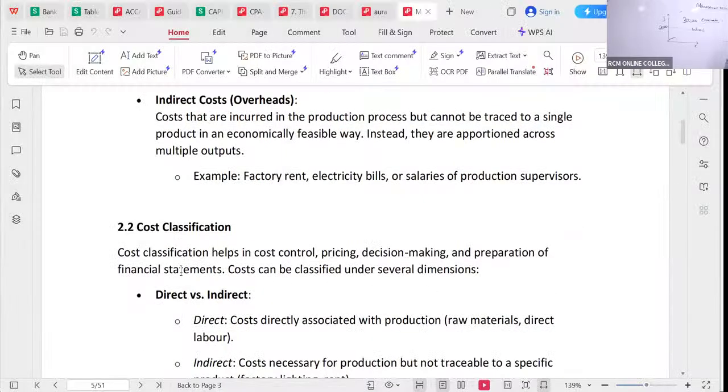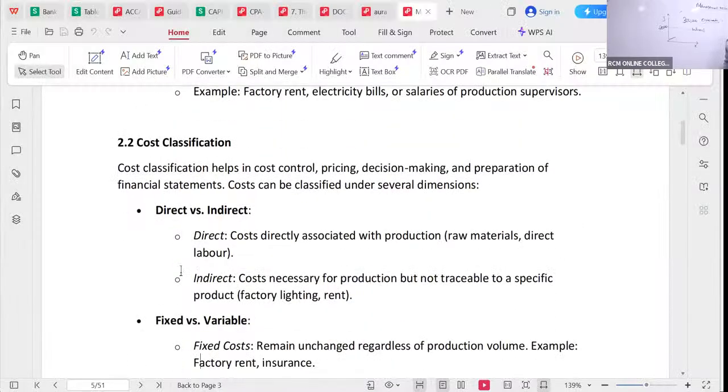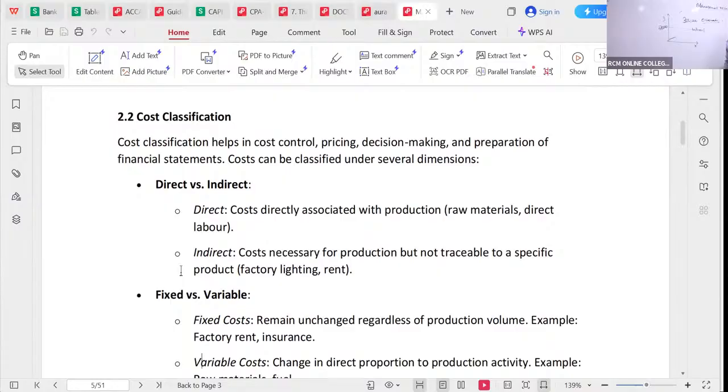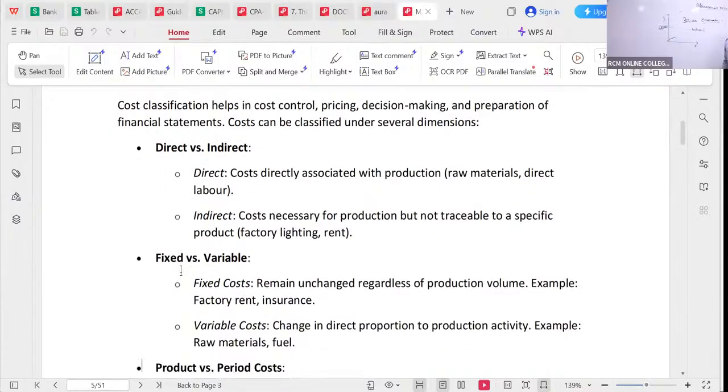Then we have cost classification, where you can see we have direct versus what here? Indirect. I don't have to belabor there. Yeah. We have fixed versus what here? Somebody? Variable. The same. What are fixed costs?